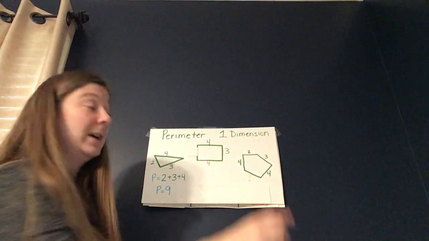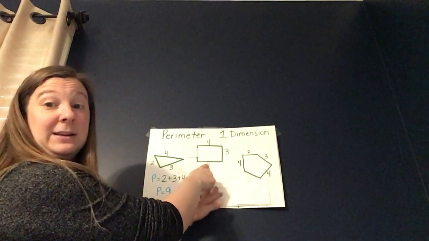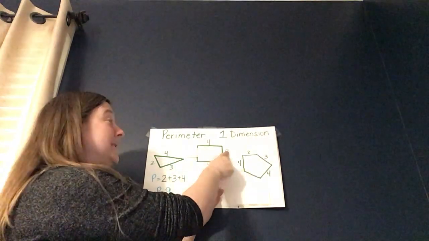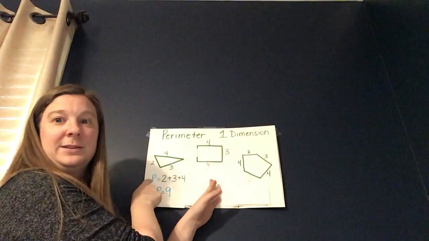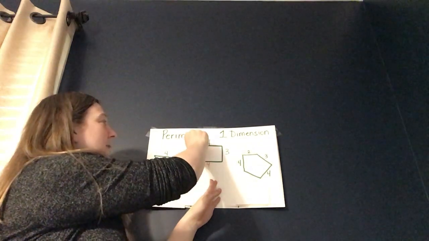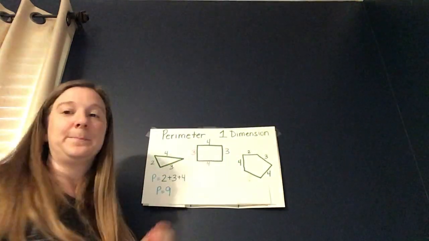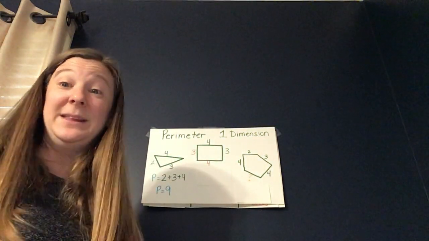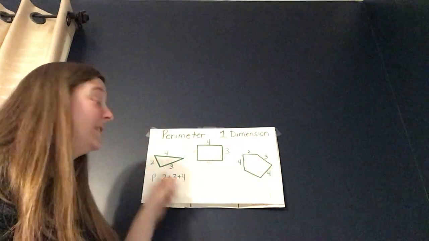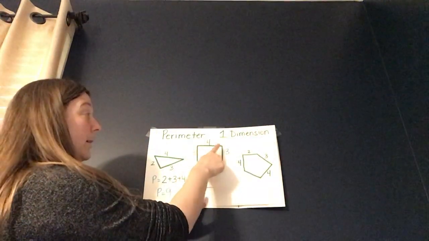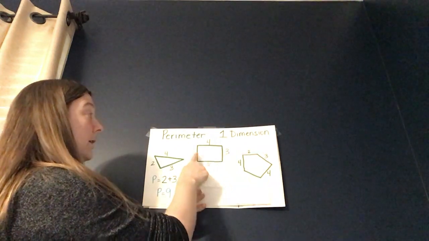Well, if I know that the top and the bottom are the same on this rectangle, I should also know that the sides are equivalent as well. So 3 on one side and 3 on the other. To find the perimeter, I simply add up all of the sides together. 4 plus 3 plus 4 plus 3.